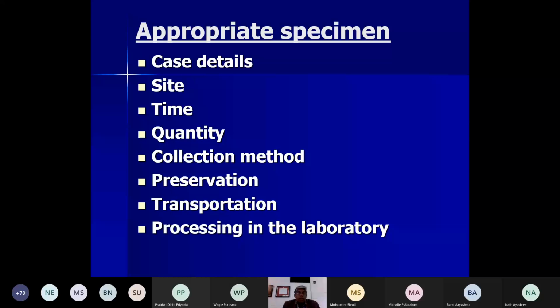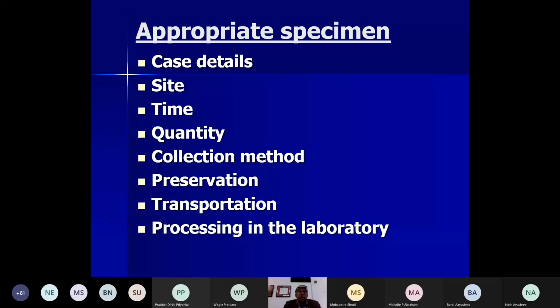The detailed history includes everything: the demographic history, the age, the gender, the occupation, the personal habits, the family history, genetic history. So many things will be there, including the present illness, past illness, past treatment, past vaccines. All those things come into the clinical history. Those details we need to obtain. And once we have obtained the detail, we need to go and collect the specimen from the particular site.